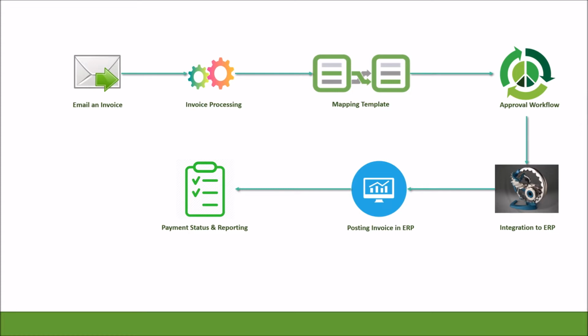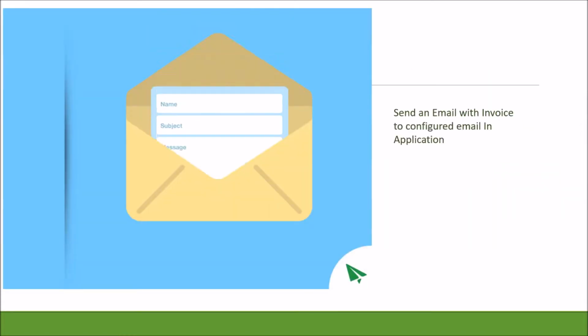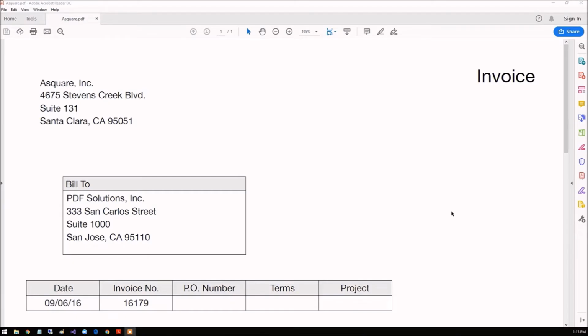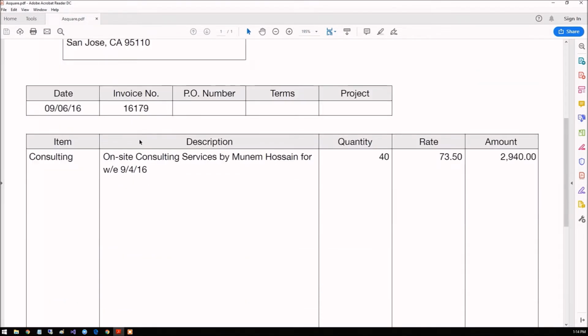Now I'm going to show a demo on integrating an invoice into NetSuite. As a first step, I'm going to send an invoice to the email ID configured in iStream. Here I'm showing the invoice which I sent to the iStream email. Here the invoice number is 16179, with a billing and shipping address as well. iStream will read all the fields that we need, like item, description, quantity, rate and amount. iStream has the ability to choose which fields need to be integrated into the ERP system and which do not.